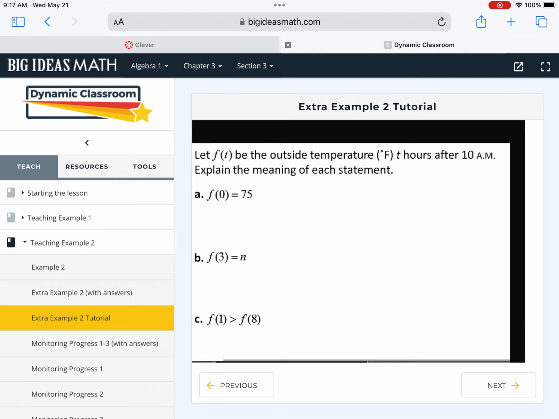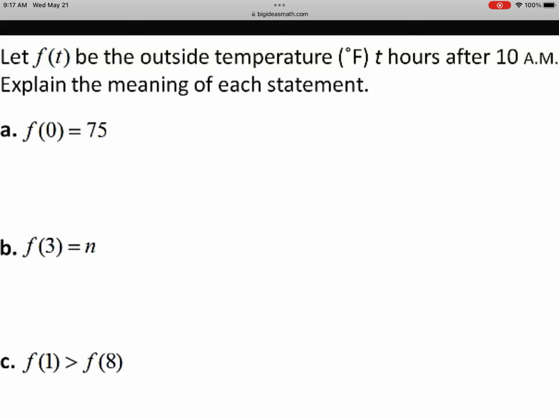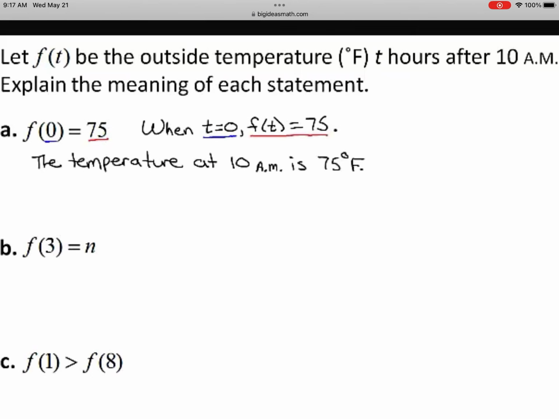Let f of t be the outside temperature in degrees Fahrenheit, t hours after 10 a.m. Explain the meaning of each statement. Part A. F of 0 equals 75. This statement means when t equals 0, f of t equals 75. So in this situation, the temperature at 10 a.m. is 75 degrees Fahrenheit.